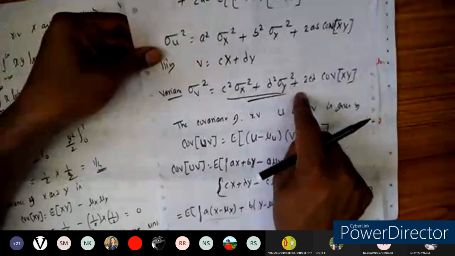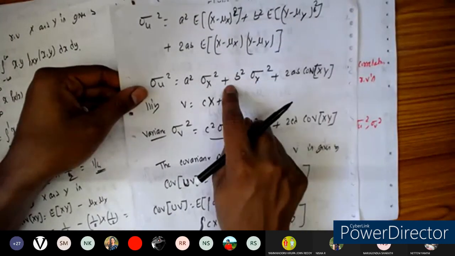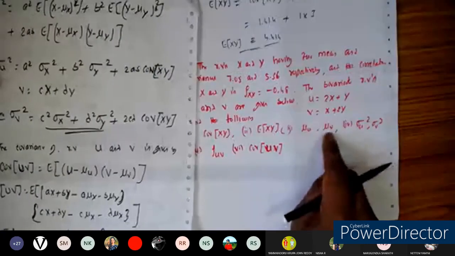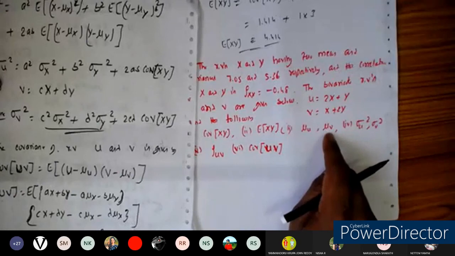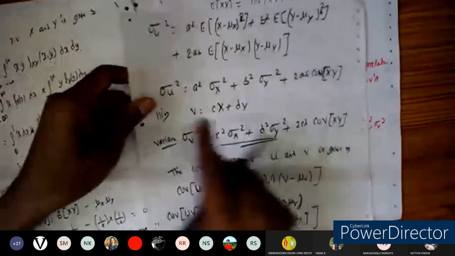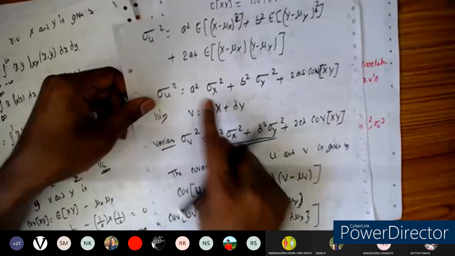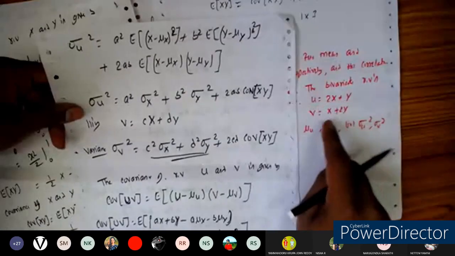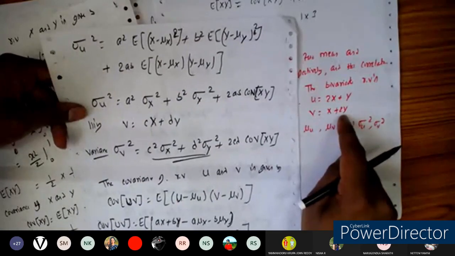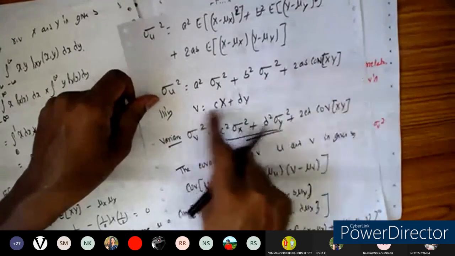In place of a we have 2, so make use of this formula. Using sigma u square we can find it, because mu u and mu v will obviously be equal to 0, since the random variables x and y have zero mean. Sigma u square and sigma v square we can find using this formula. A is 2 as per the random variable, B is 1, C is 1, and D is 2. Substitute A, B, and 2AB in this.